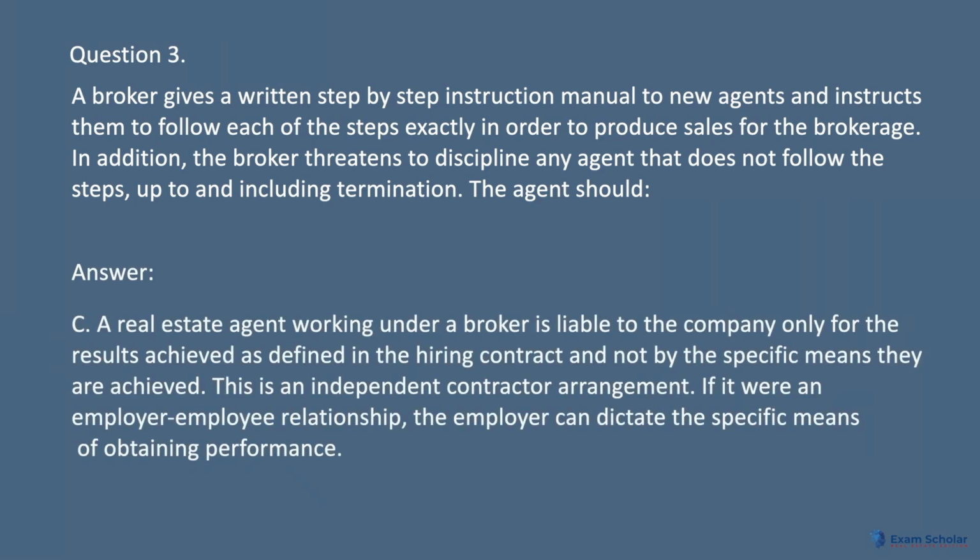Answer C. A real estate agent working under a broker is liable to the company only for the results achieved as defined in the hiring contract and not by the specific means they are achieved. This is an independent contractor arrangement. If it were an employer-employee relationship, the employer can dictate the specific means of obtaining performance.